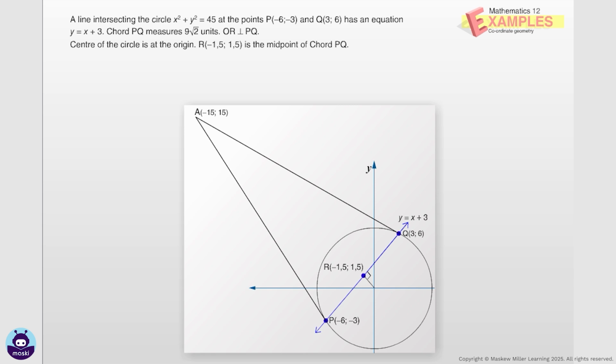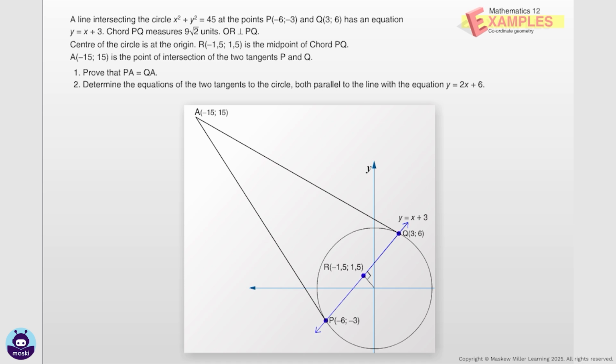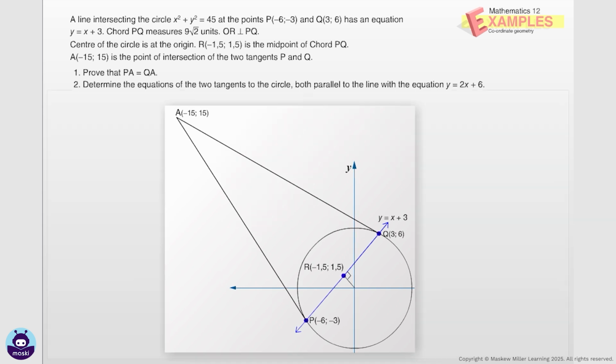R(-1.5, 1.5) is the midpoint of chord PQ. A(-15, 15) is the point of intersection of the two tangents at P and Q. Prove that PA equals QA. Determine the equations of the two tangents to the circle, both parallel to the line with the equation y = 2x + 6.